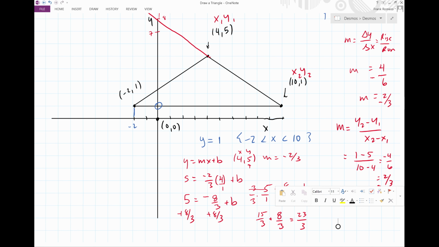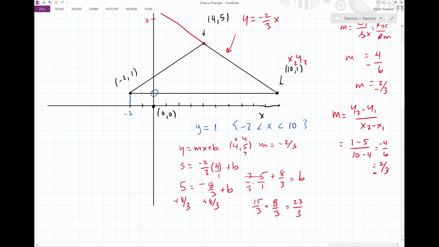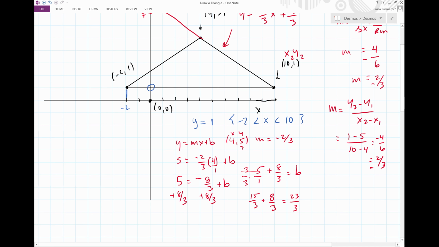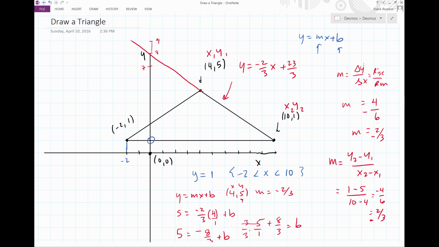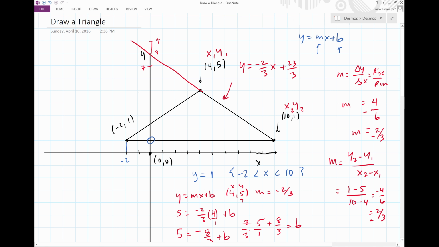So the formula, right? The formula is going to be, let's write it over here. So the formula for this is going to be y is equal to negative 2/3 x, right, plus 23/3. Wow, okay. So that's the formula for that line. Okay, let's try a different color here. Let's go for this line right here.